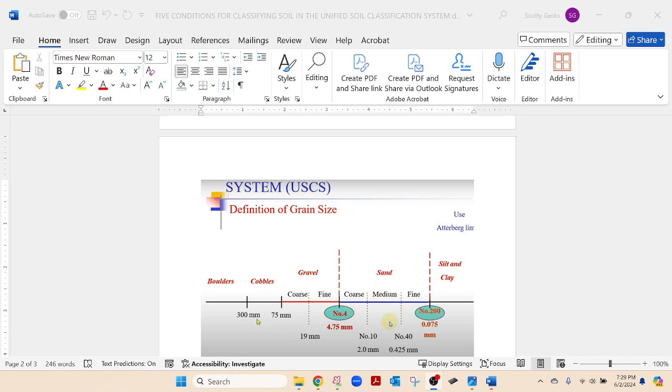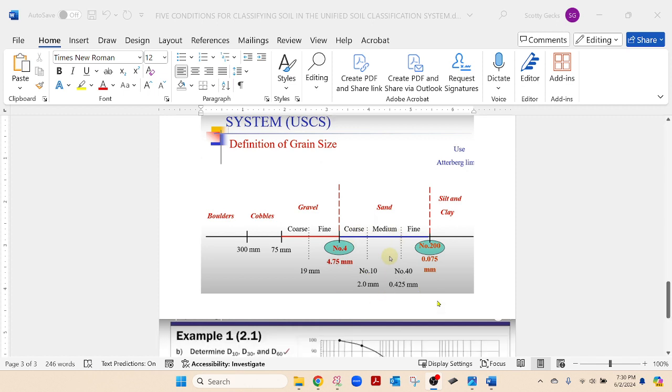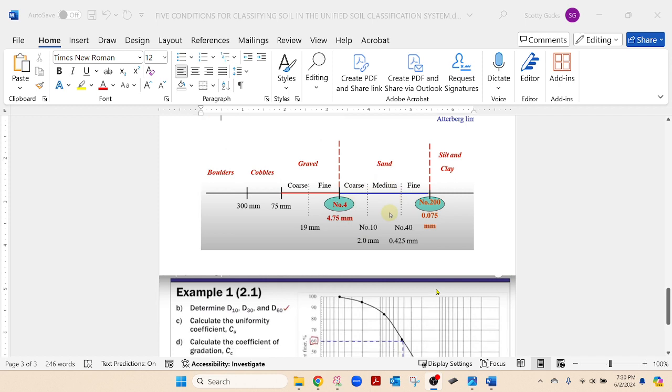The cobbles are 300 millimeters, which is not like bigger than a grapefruit maybe, to 75. And boulders are actually like basketball size and up. So these are the common sieves used in classifying, 10, 40. Gives you a size there.